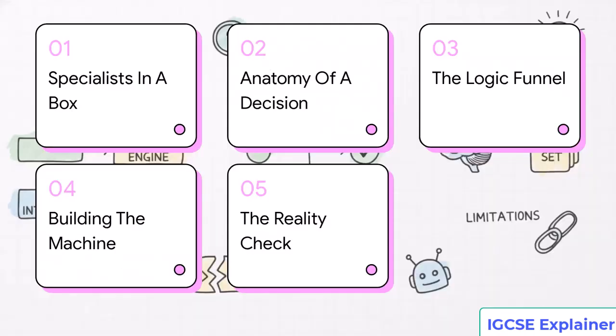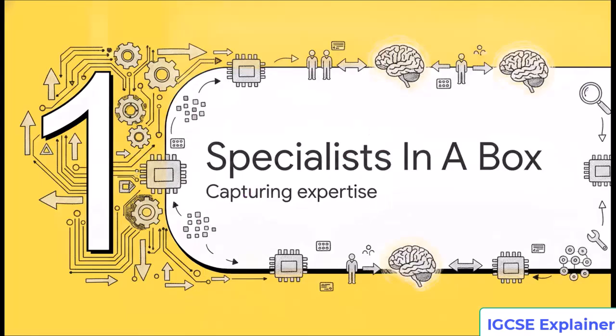Okay, so here's our blueprint for how we're going to break this down today. First, specialists in a box. 2, anatomy of a decision. 3, the logic funnel. 4, building the machine. And finally, number 5, the reality check. All right, let's dive into section 1, specialists in a box, or how we capture human expertise in code.